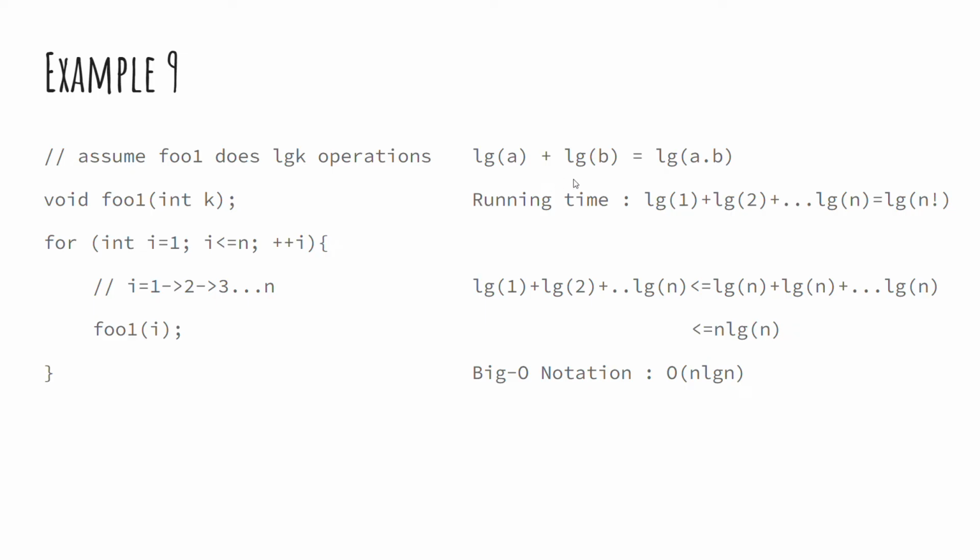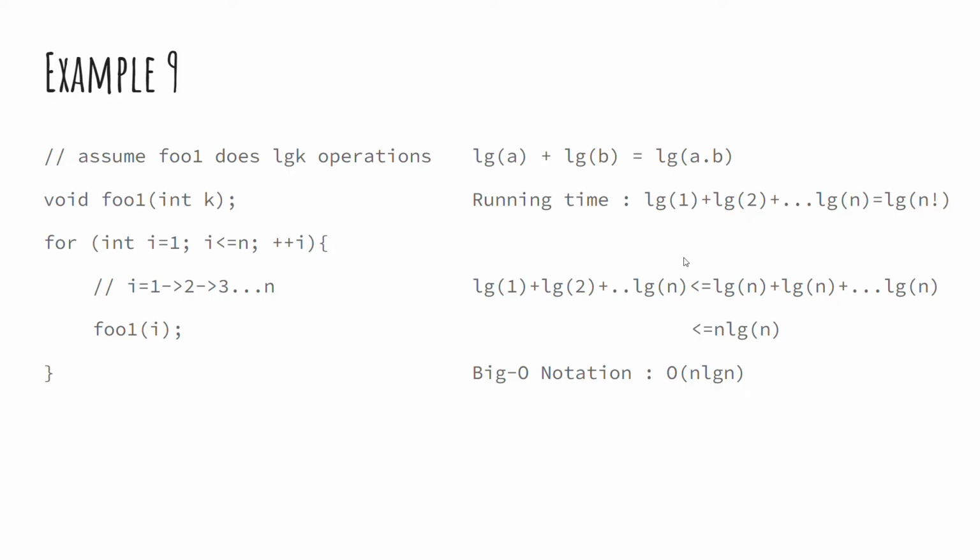One important math formula we need to use in this problem is log a plus log b is equal to log a times b. So for the first iteration when I is equal to 1, there are log 1 operations, and then log 2 operations for I equals 2, and then log 3 for I equals 3, and all the way up to log n for I equals n.